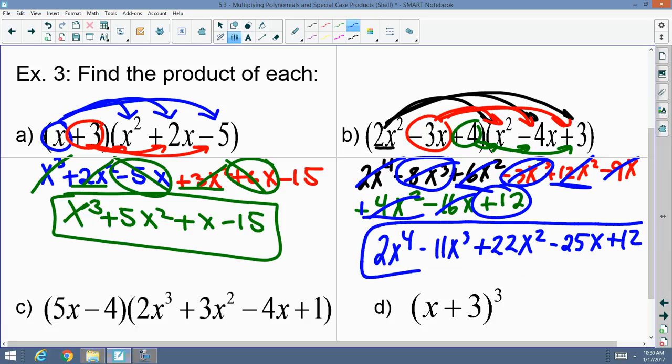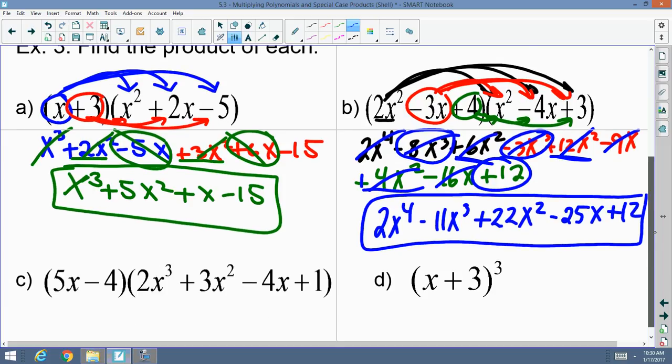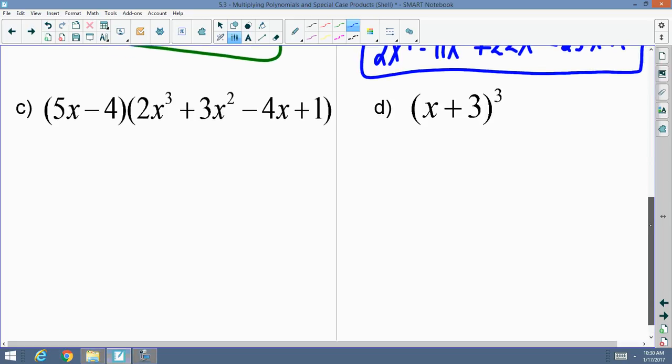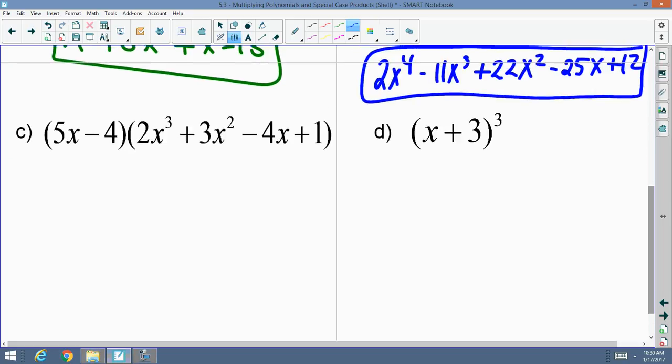And that's the way we go. That makes sense. It's not too bad, right? All right. Now, how about C? What do we do with C?